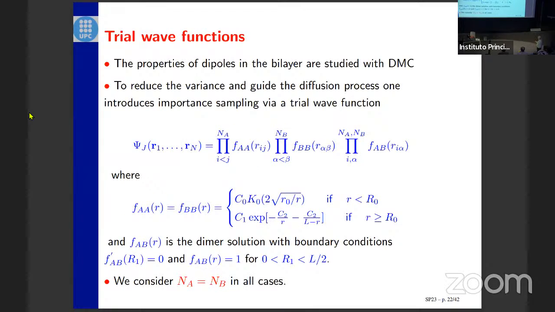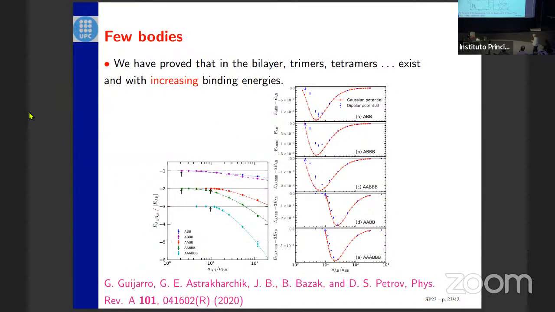Well, this is a bit more technical. So to do the calculation, in this case DMC, diffusion Monte Carlo, we need a trial function. We construct this as a product of Jastrow terms. I will probably skip that. This is a very technical issue. We need to start our simulation with a given model. We consider an equal number of dipoles in each case.